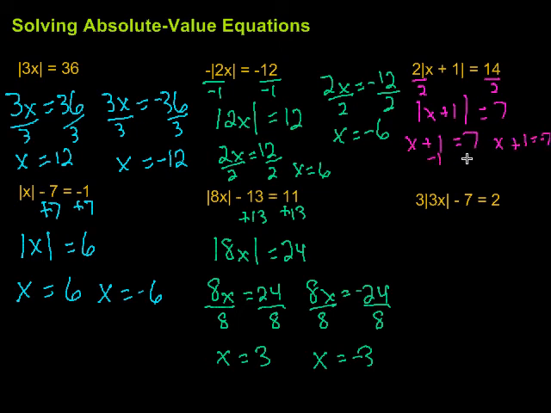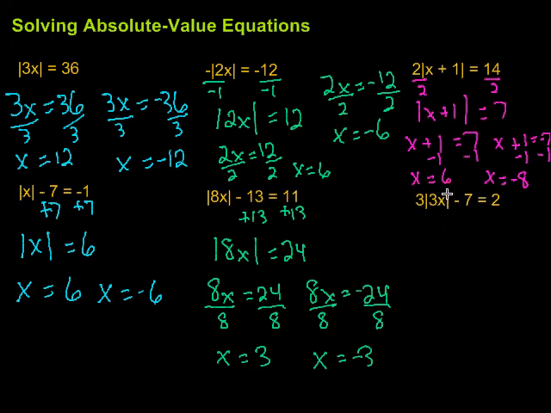Again, solve each of those. So we subtract 1, x equals 6. And over here, subtract 1 on both sides, and we have x is equal to negative 8. Again, we could check those. 6 plus 1 is 7, the absolute value of which is 7, times 2 is 14. Then negative 8 plus 1 would be negative 7, absolute value of which is 7, times 2 is 14.